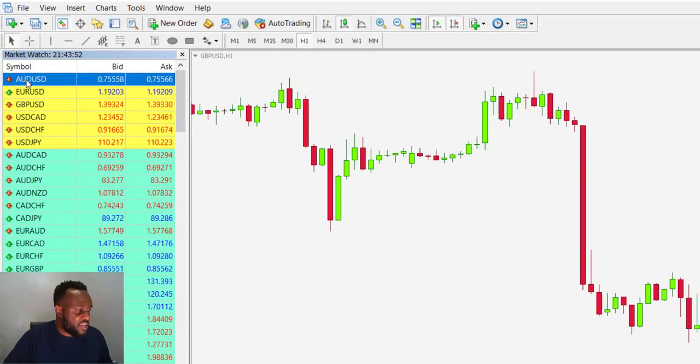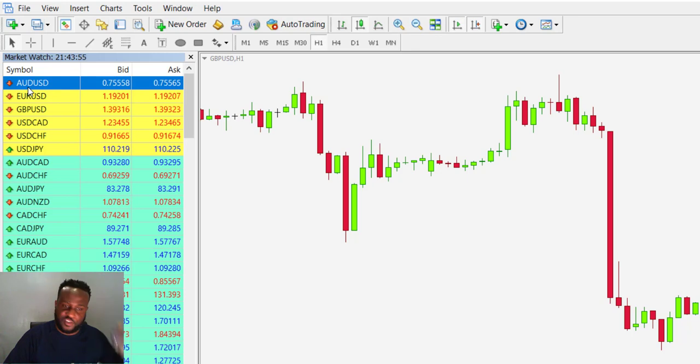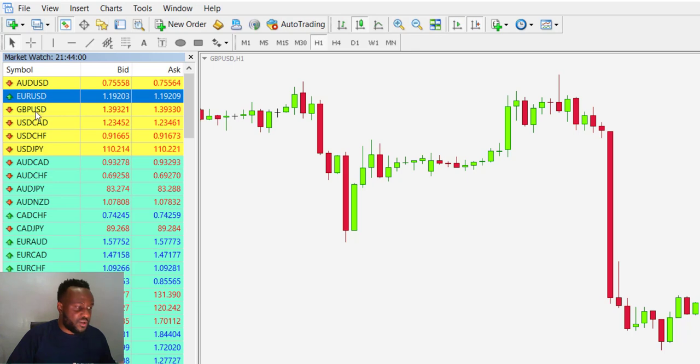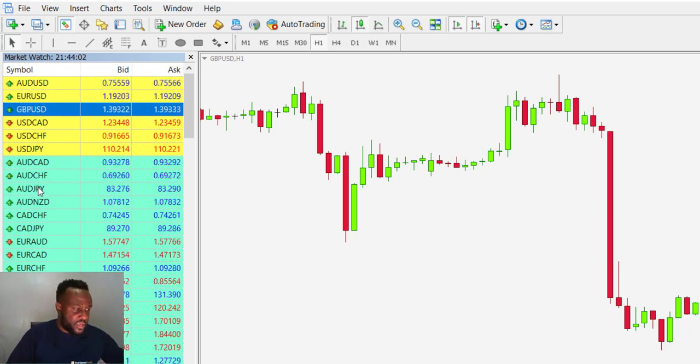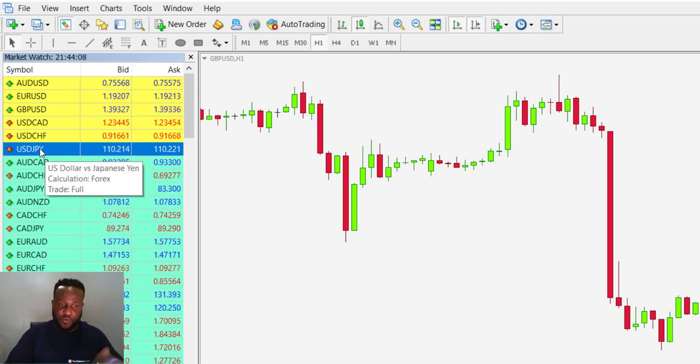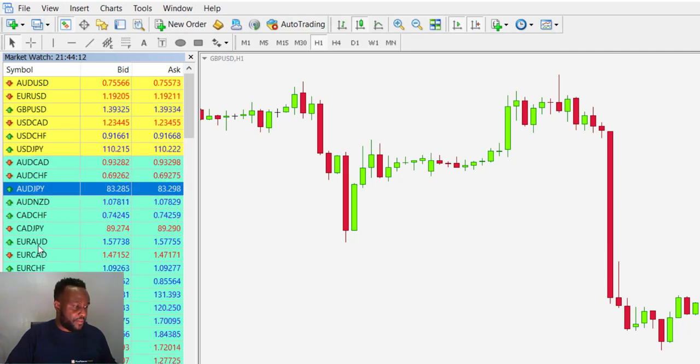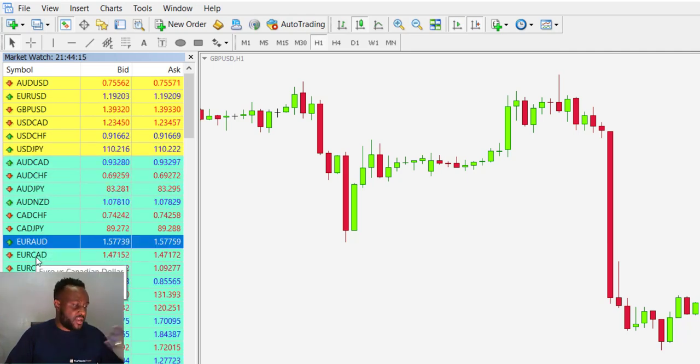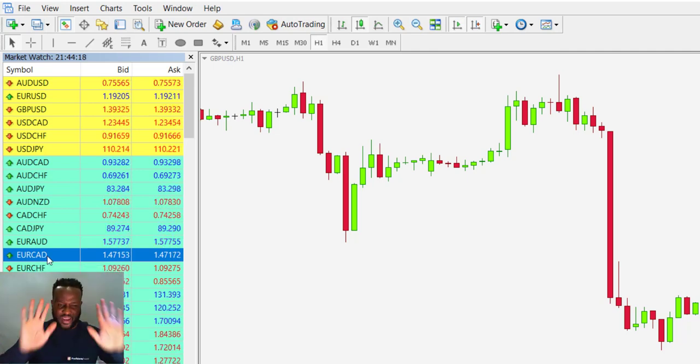What do I mean by that? AUD USD has no JPY, so it's just AUD and USD in the pair. So it's a non-JPY pair. Euro USD is the same thing. GBP USD is the same thing. But when we get to USD JPY, you can see that this contains a JPY, so it's a JPY pair. AUD JPY is a JPY pair. Euro AUD is non-JPY. Euro CAD is non-JPY. So bear in mind that the way we calculate pips for non-JPY and JPY pairs is slightly different. And so that's the first thing.